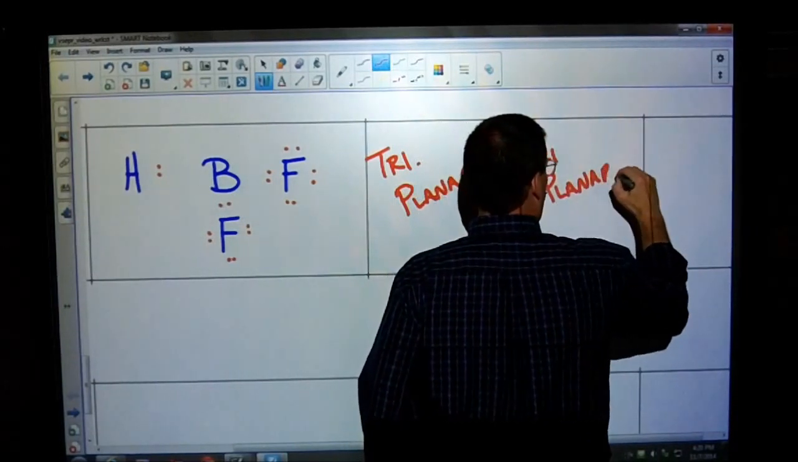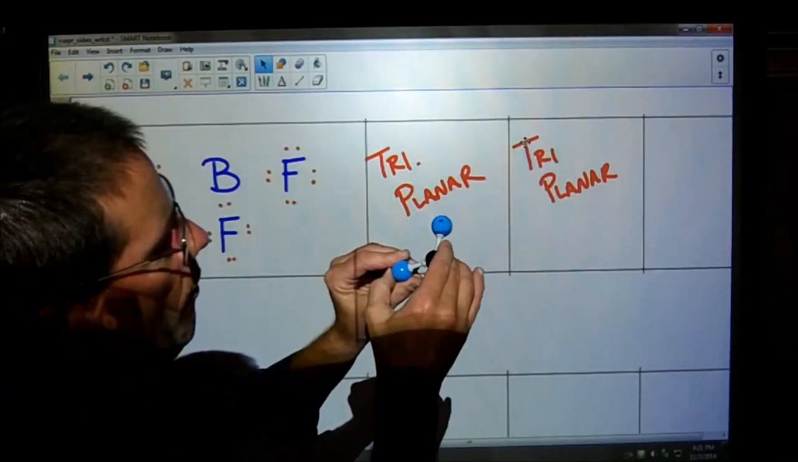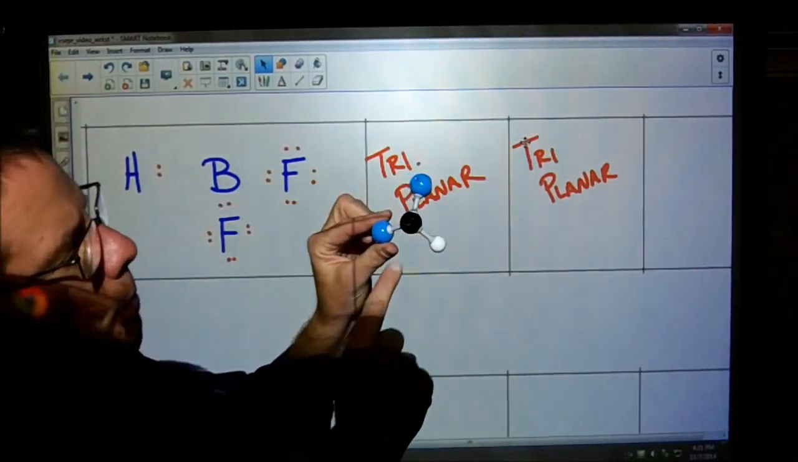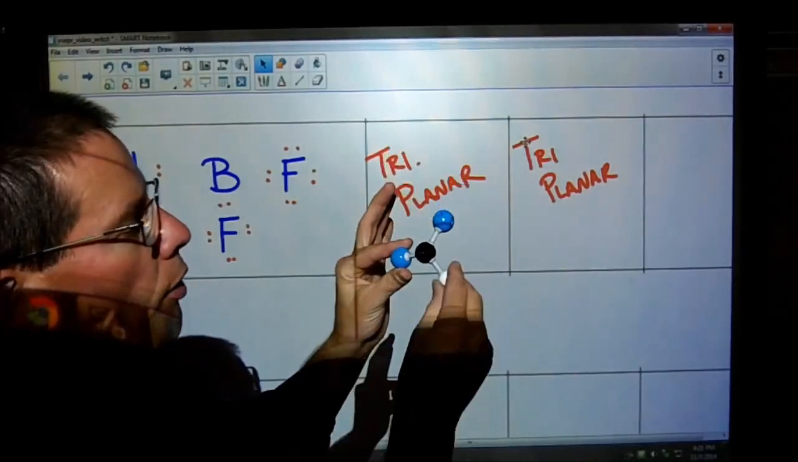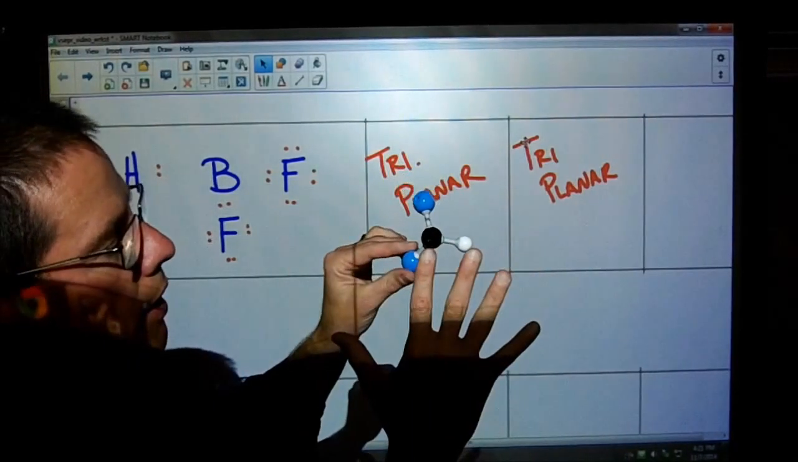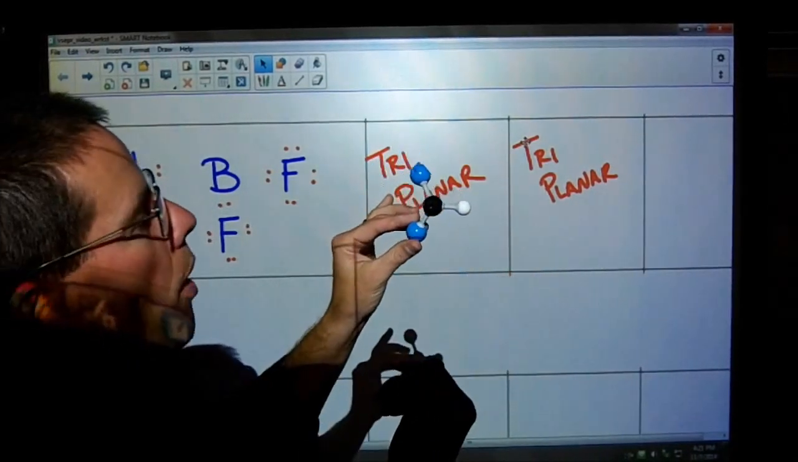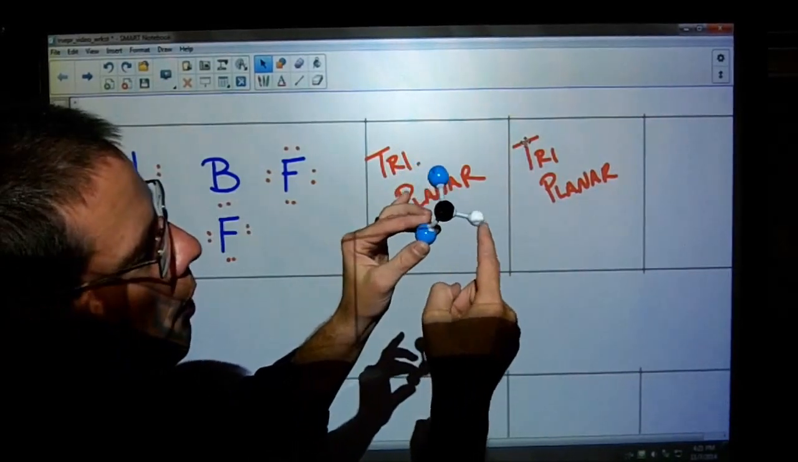All right, now let's go ahead and get this structured. I don't have a model ball that is able to do a trigonal planar with 3 single bonds. So I'm going to use this, and we're going to pretend that these lie on the same plane because I don't have a representative for boron. So these 2, blue, represent the fluorine, and this one represents the hydrogen.